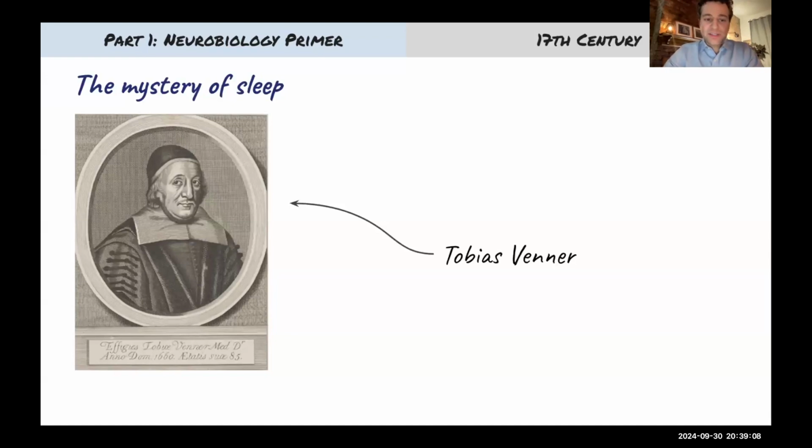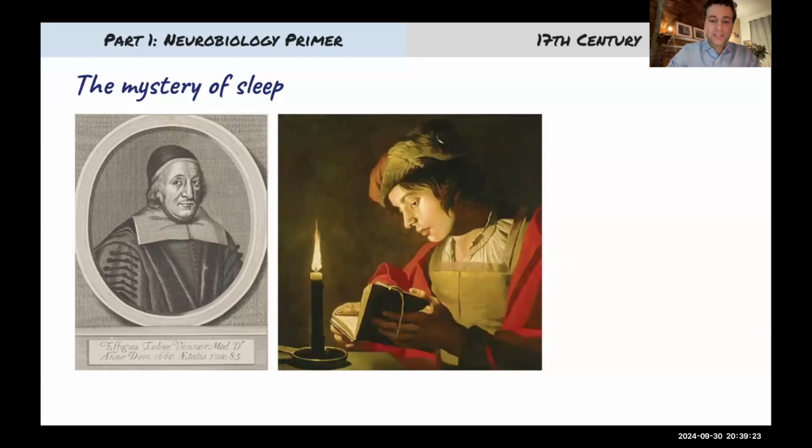In the 17th century in England, Dr. Tobias Venner was a physician, and he was seeing numerous patients who presented to him with a similar complaint. They were all struggling to fall asleep. And what he found at the time was that people were prolonging their periods of wakefulness at night by reading by the candlelight. And he was perplexed by this, and he was disturbed, and he tried all sorts of remedies.